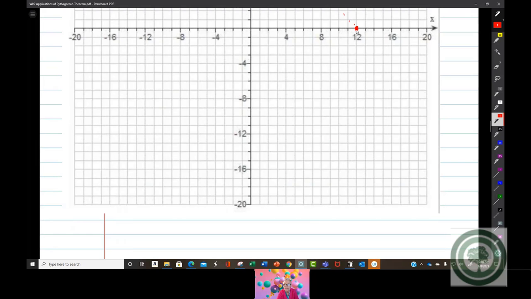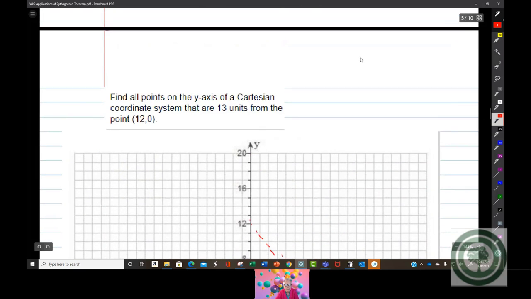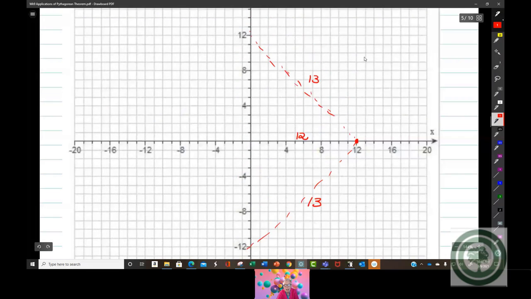However, I don't know that in advance, do I? So I'm just drawing this picture. We're going to have 12 units here and 13 units here and 13 units here. Well, the 13, is that what it said? 13 units, yes. This is where the right angles are.